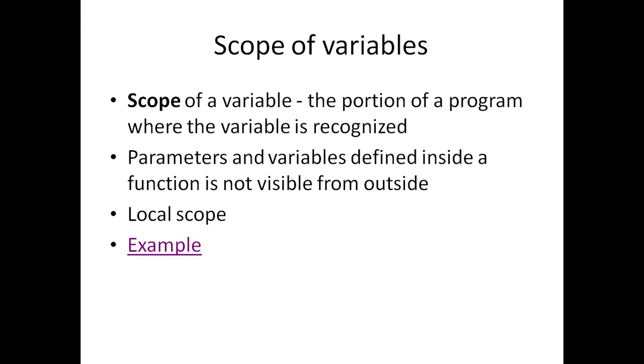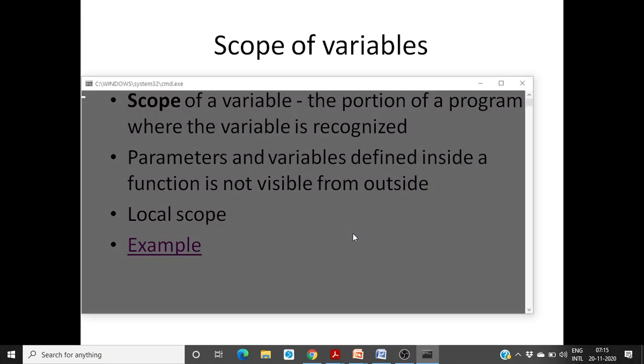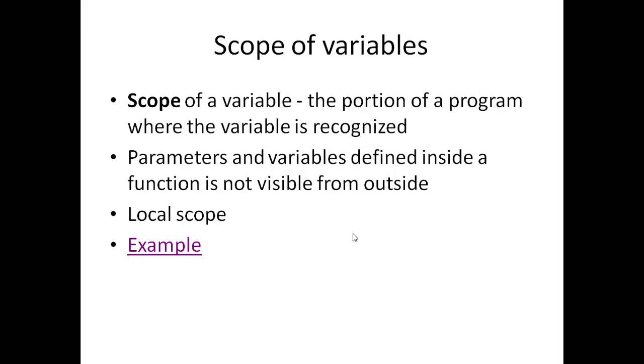So we say that variable is of local scope. If we are defining a particular variable inside a function, then we can say that it is of local scope. That is, it is limited to that function alone. So we will see an example for that. Then you will understand what we mean by the scope of a variable.